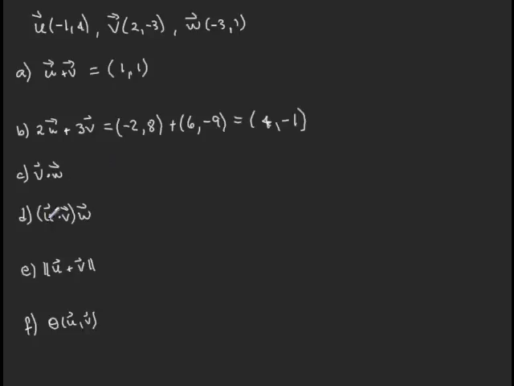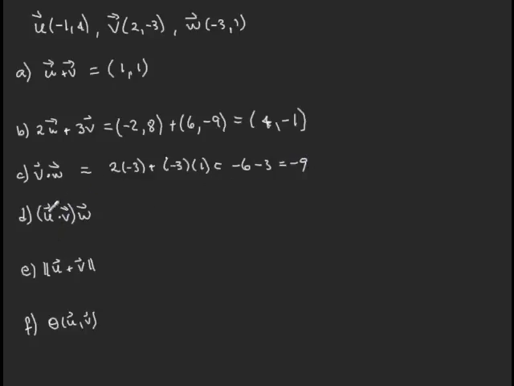In part C, you're asked to do the dot product between v and w. So that's like multiplying the x components together with v and w plus the y components. So we have 2 times minus 3 plus minus 3 times 1. And so that's minus 6 minus 3, and that gives you negative 9.